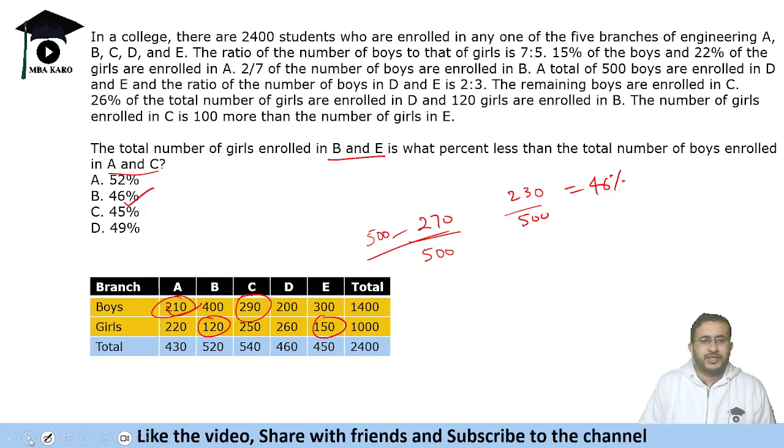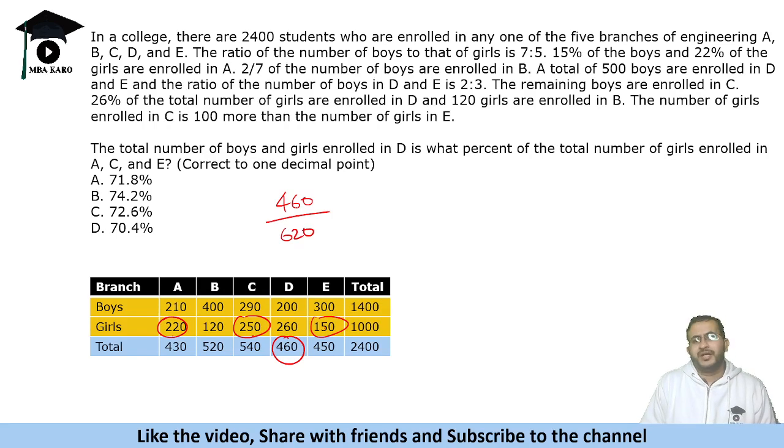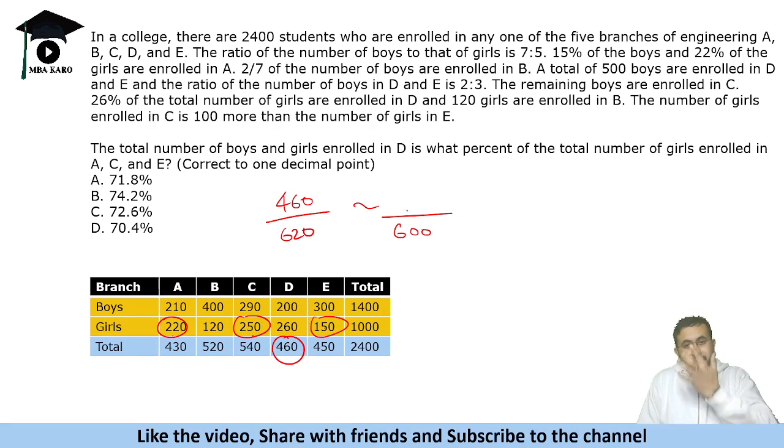So simple calculations again. The total number of boys and girls enrolled in D, that is 460, is what percentage of the total number of girls enrolled in A, C, and E? A, C, and E. It's 400 and 220, 620. So 460 upon 620. Okay. Again, we can do some simple calculations to get the answer. Approximate it to 600 because we can easily divide by 6. Now it is roughly 3% less, isn't it? 3% of 620, 6 into 3 is 18, right? So slightly more than 3%.